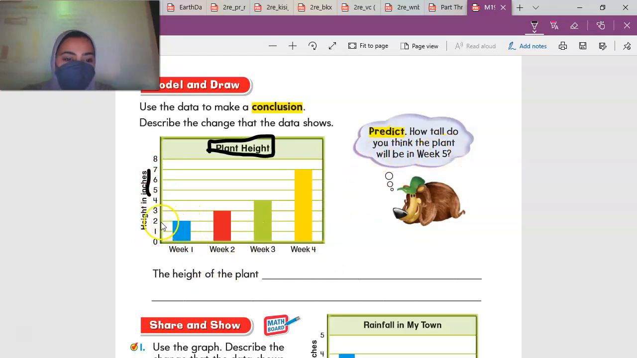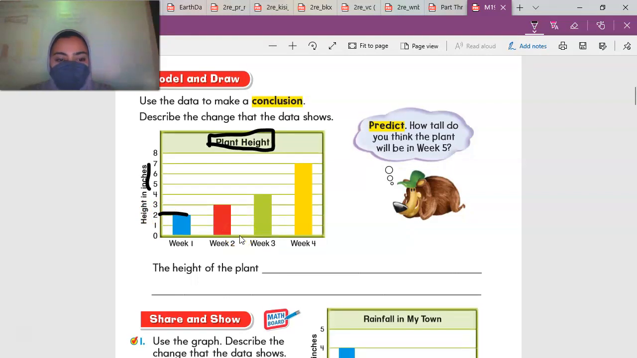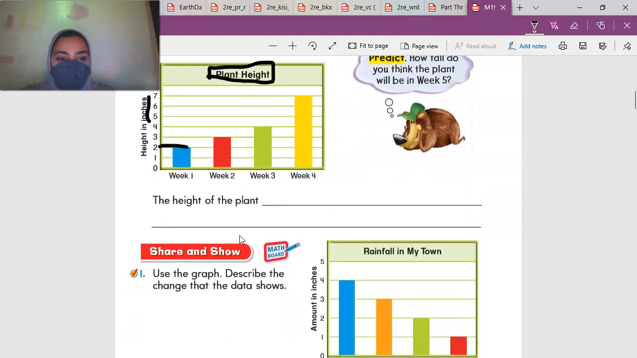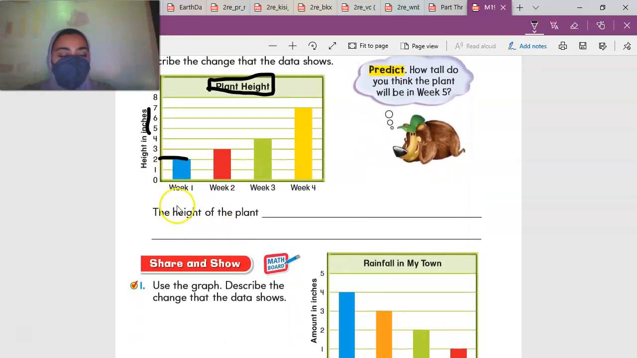In week 1, how many inches is it? 2. Look, if you follow the top of the bar all the way to the number scale, it stops at 2. So in week 1, it was 2 inches. I'm going to write 2 underneath it. In week 2, how many inches was it? 3 inches. In week 3, how many inches? 4.